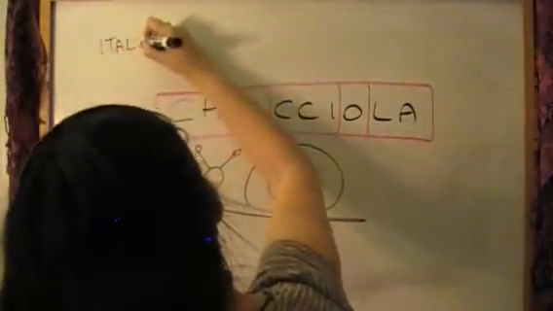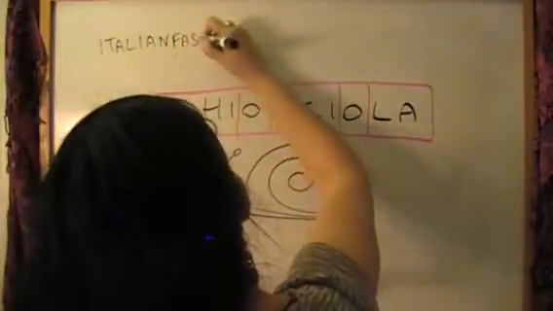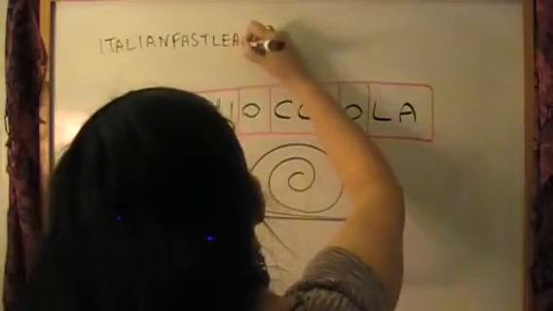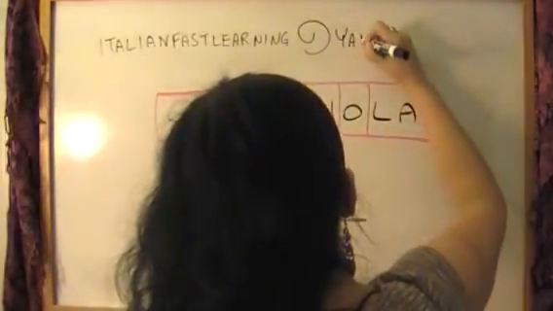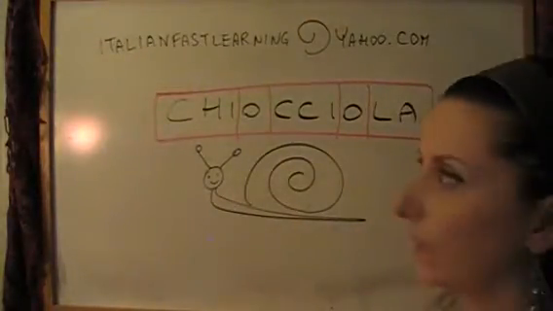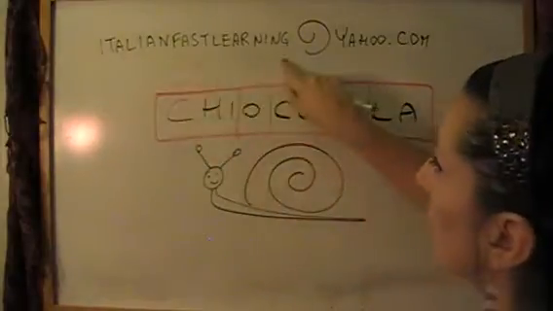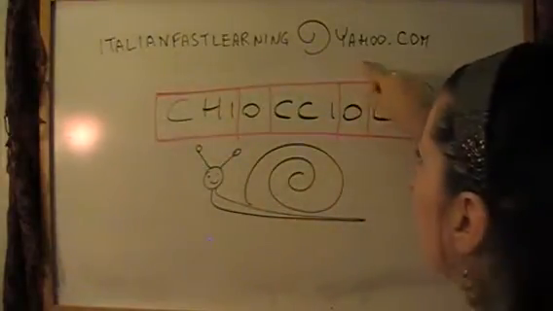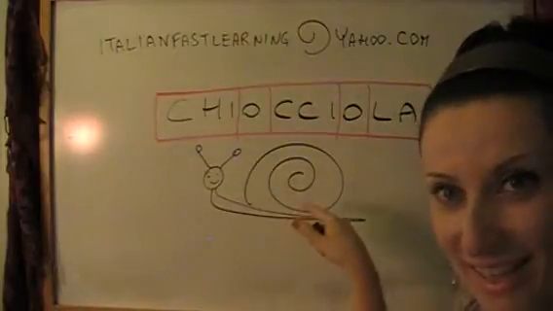So you remember, Italian fast learning, at, yahoo.com. For now it is this, maybe then I change it, but for now it is this. It's just to let you understand. It's important to remember chiocciola because when Italians give you their email, they're going to say Italian fast learning chiocciola yahoo.com. They call it chiocciola because it looks like a snail, right?